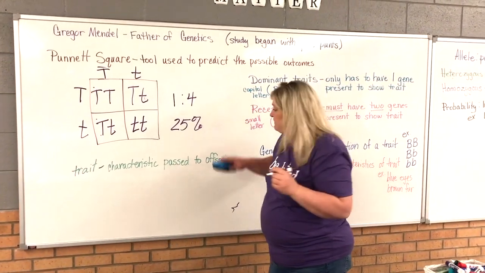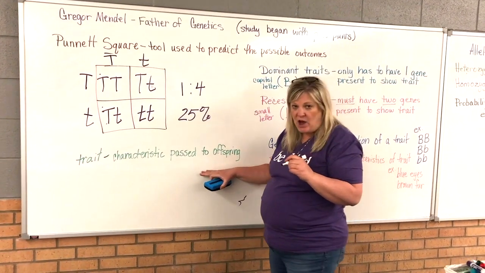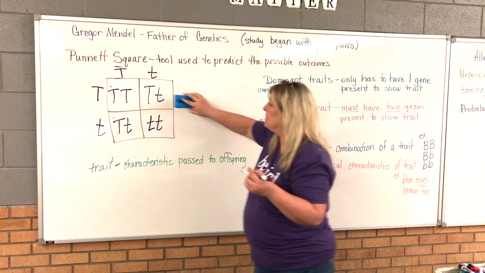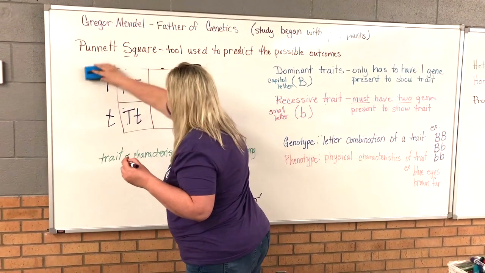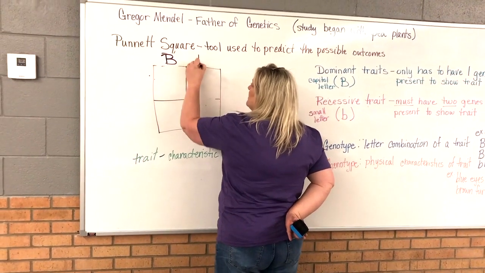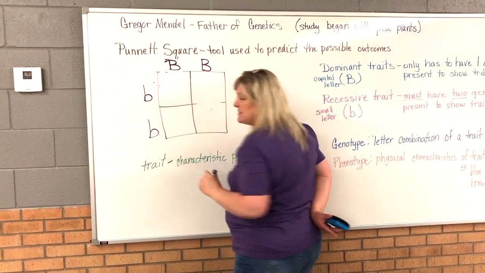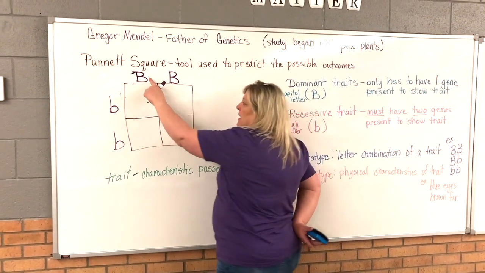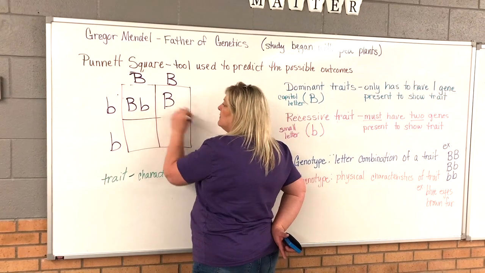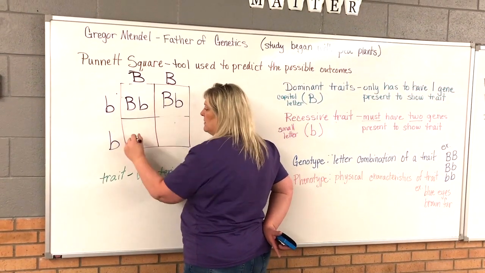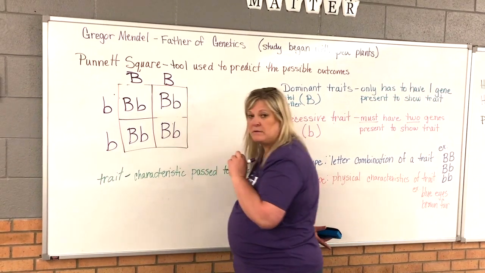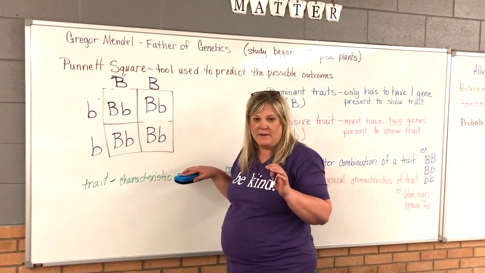Now, a trait is a characteristic passed to the offspring. What if I had, let's do one that you guys ask a lot about, like blue eyes. Blue eyes happens to be recessive. Brown eyes are dominant and blue eyes are recessive. Dominant and recessive, their eyes are brown. Dominant, recessive, eyes are brown. All of these, 100%.